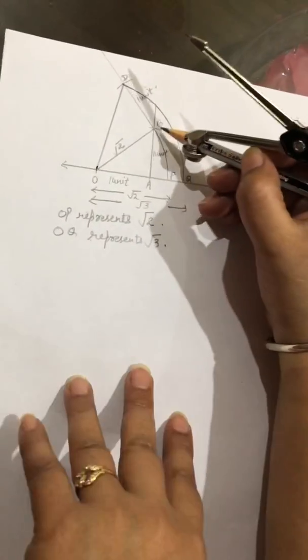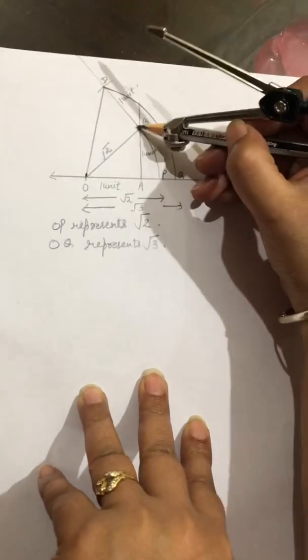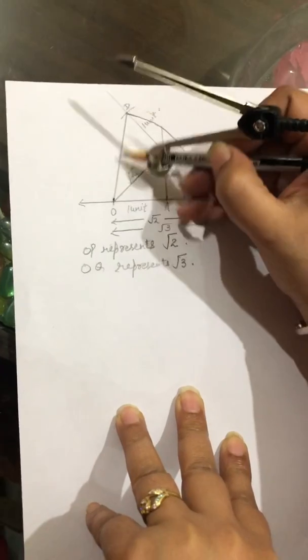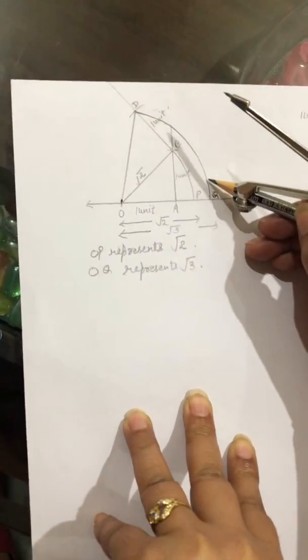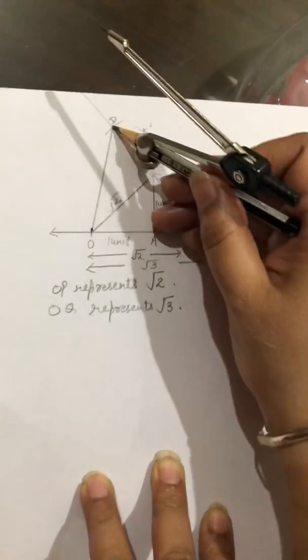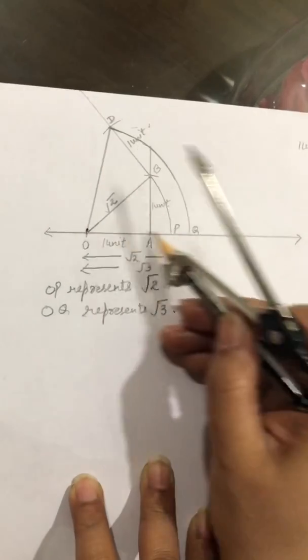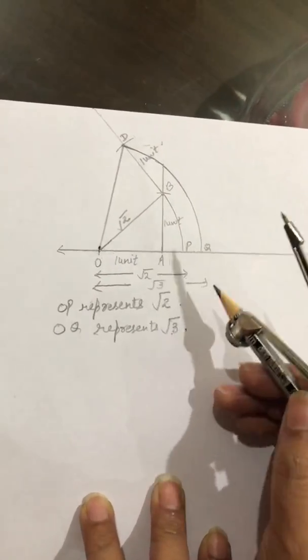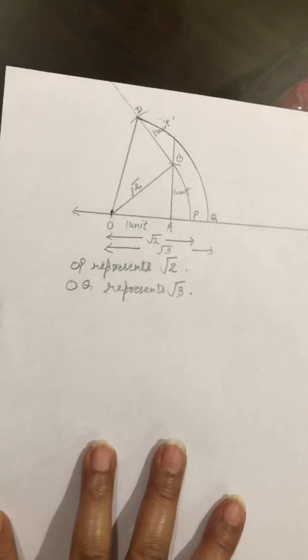So now you're clear about this OQ. First of all, at B, draw a 90-degree angle, take perpendicular 1 unit, cut an arc, join OD and, taking O as center, drag this distance on the number line, you get OQ as root 3. This is how we can locate root 3 on the number line. Now come to the exercise.